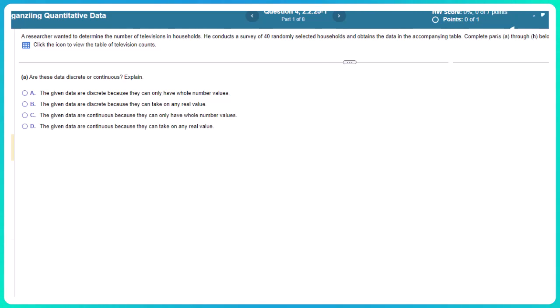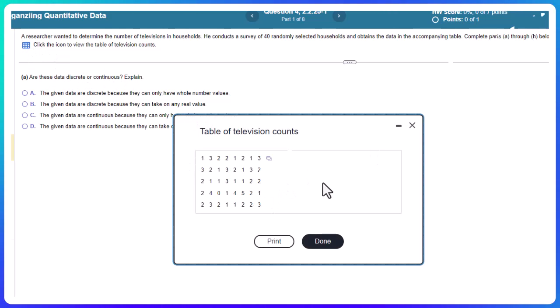A researcher wanted to determine the number of televisions in households. He conducts a survey of 40 randomly selected households and obtains the data in the accompanying table. Complete parts A through H below. So let's click on the table, and what are we looking for? Is the data discrete or continuous? Explain. So let's take a look at this data.